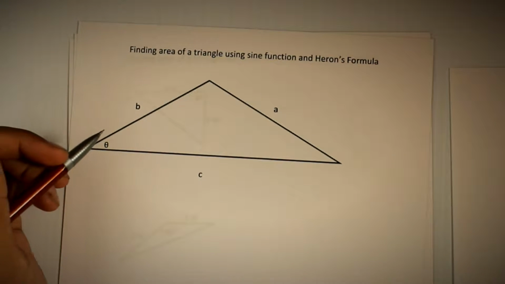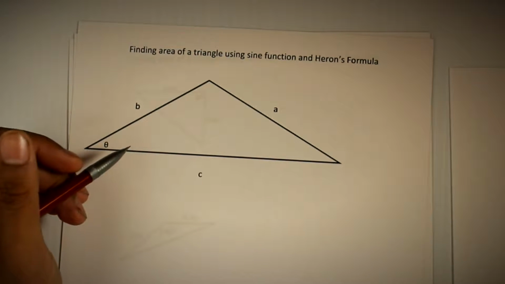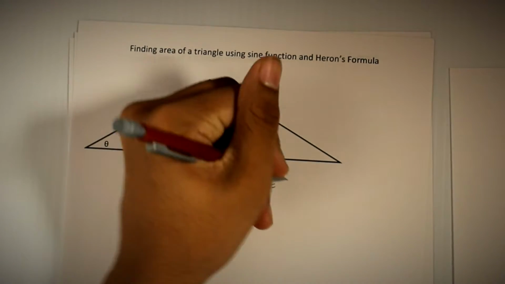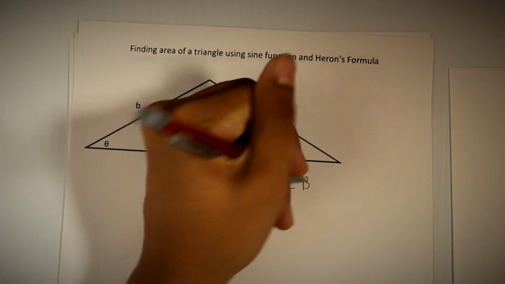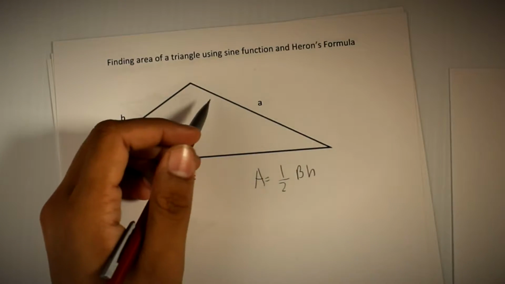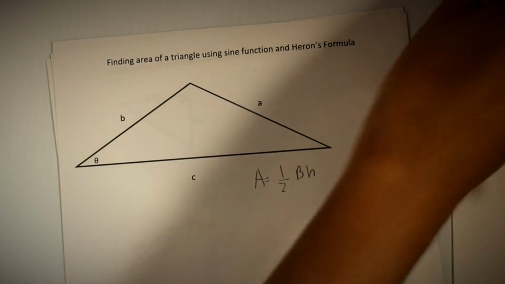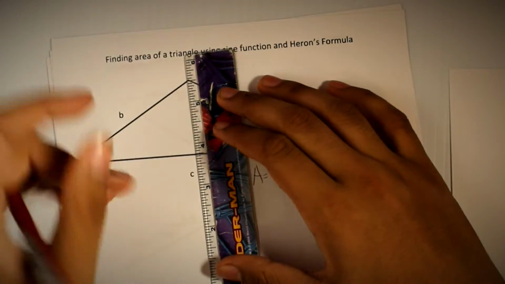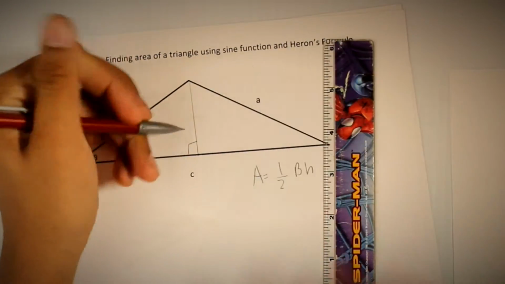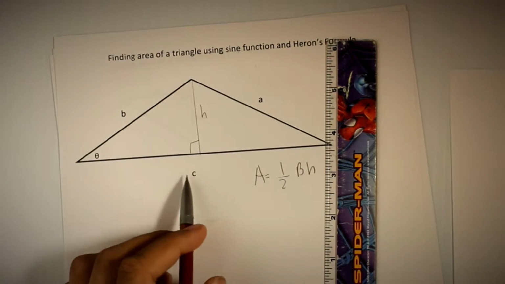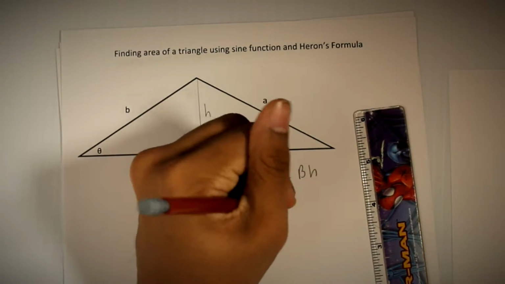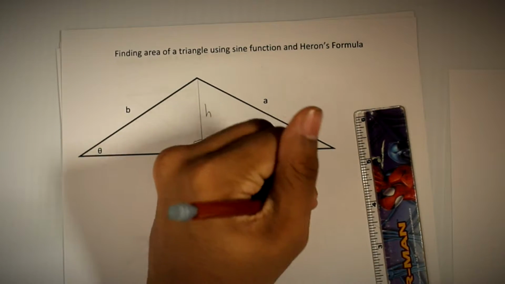Now, we all know back in elementary school and middle school we learned the area of a triangle, which is A equals 1/2 base times height. That's the very simple one where we have a height. Let me draw a height with our handy dandy Spider-Man ruler. We all know that this right angle here would be our height, and we can use C as our base. So A would equal 1/2 C times H.